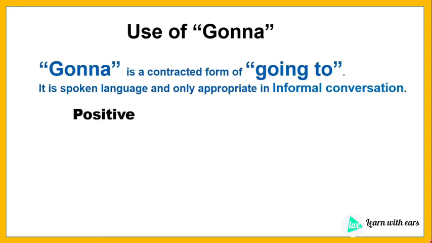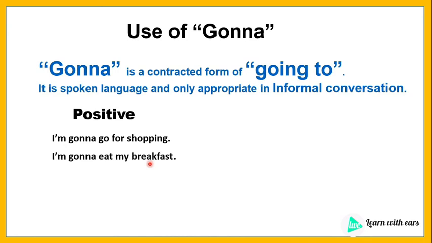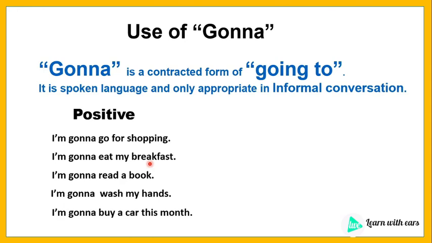Okay. So let's see first positive. First sentence is, I'm gonna go for shopping. Okay. I'm gonna go for shopping. Next, I'm gonna eat my breakfast. I'm gonna read a book. I'm gonna wash my hands. I'm gonna buy a car this month. Okay, gonna is a contracted form, short form of going to, right?